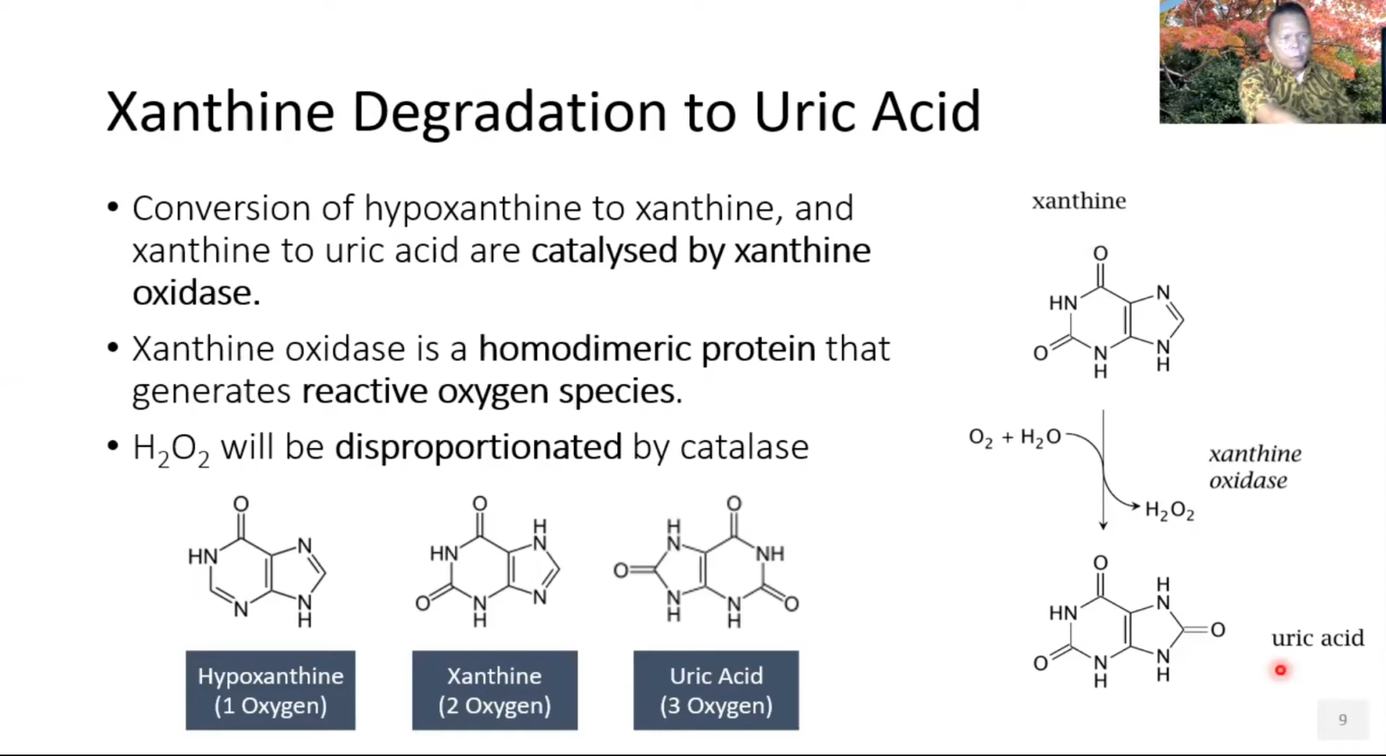Let's see the structure of three molecules at the bottom. This one is hypoxanthine, this one is xanthine, and this one is uric acid. The hypoxanthine molecule has 1 oxygen, xanthine has 2 oxygens, and uric acid has 3 oxygens in this case.